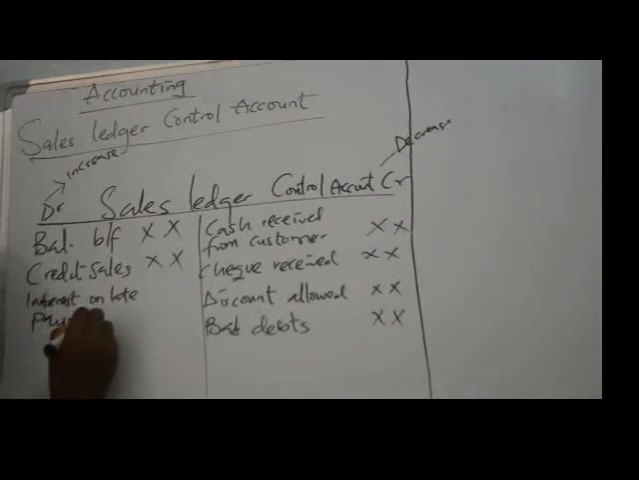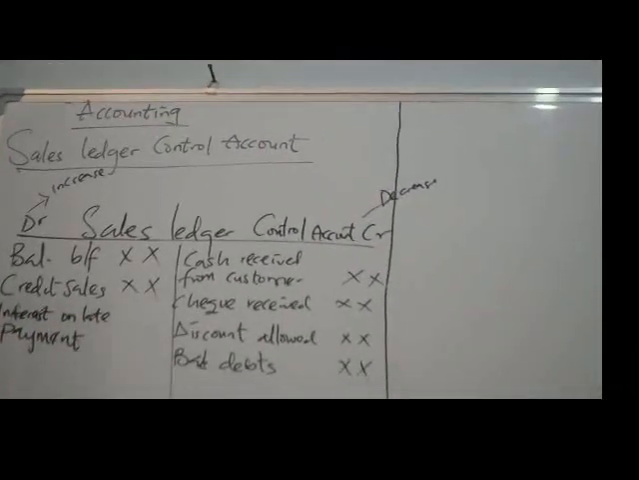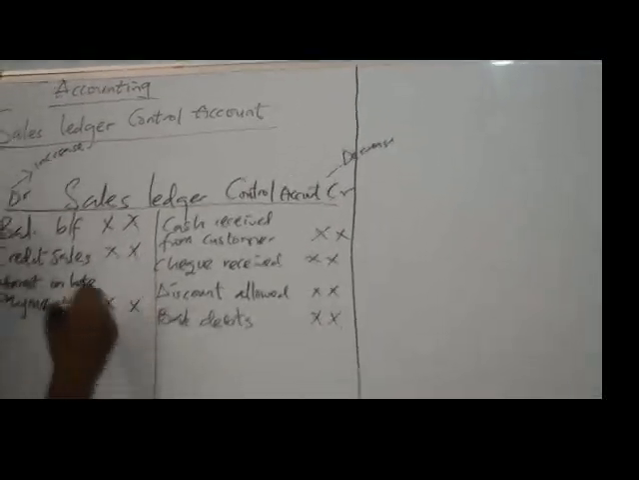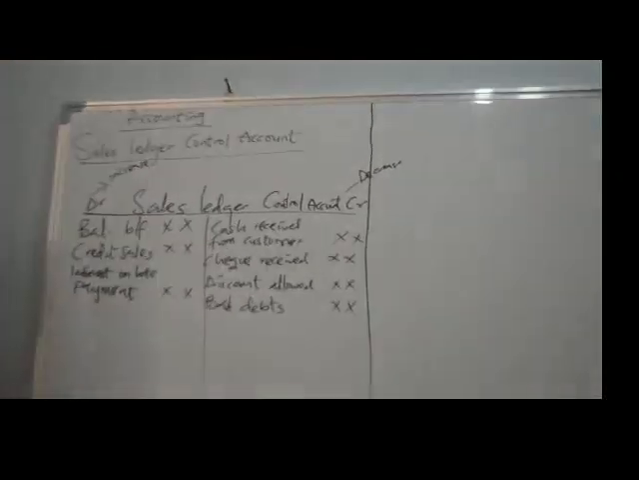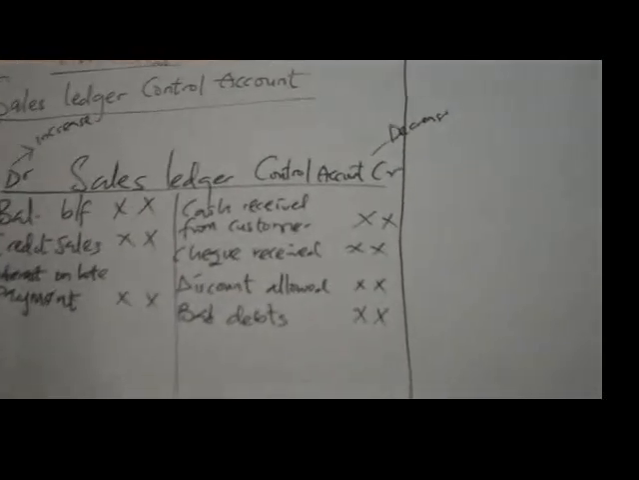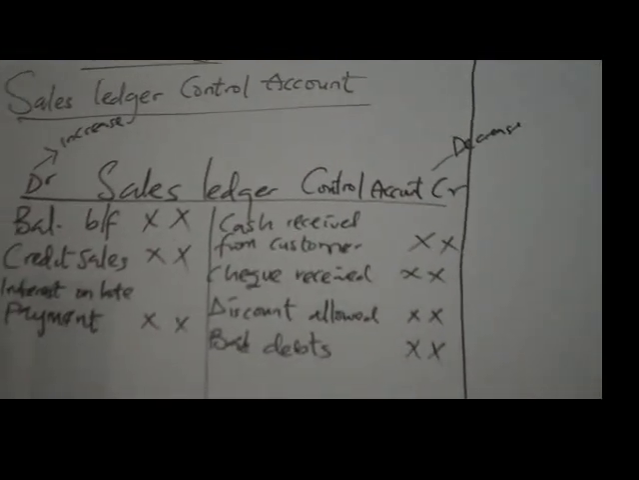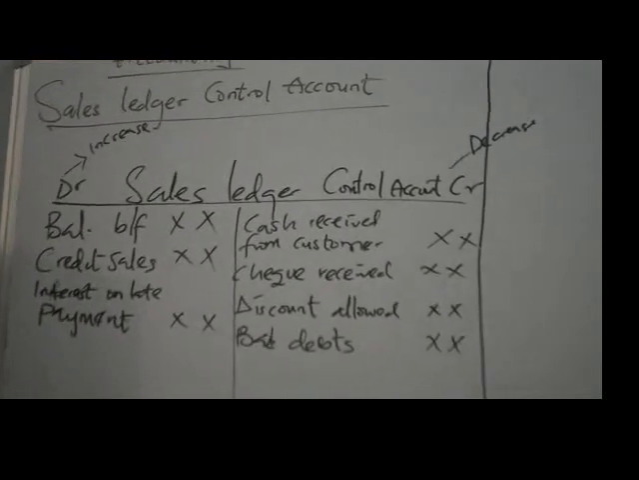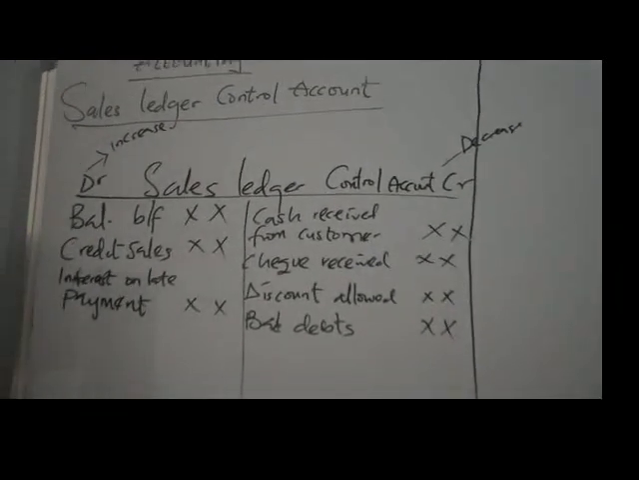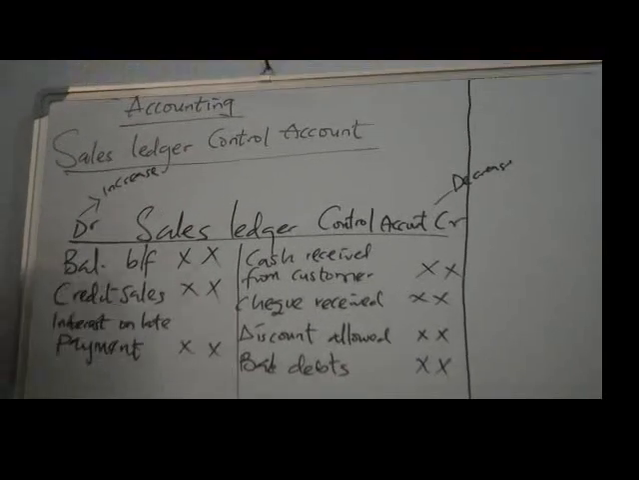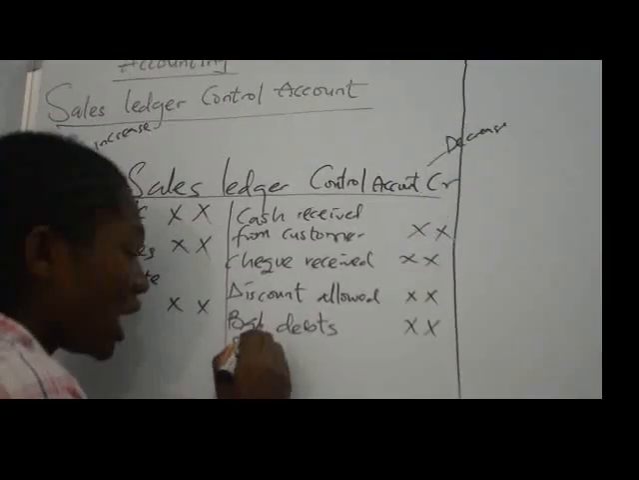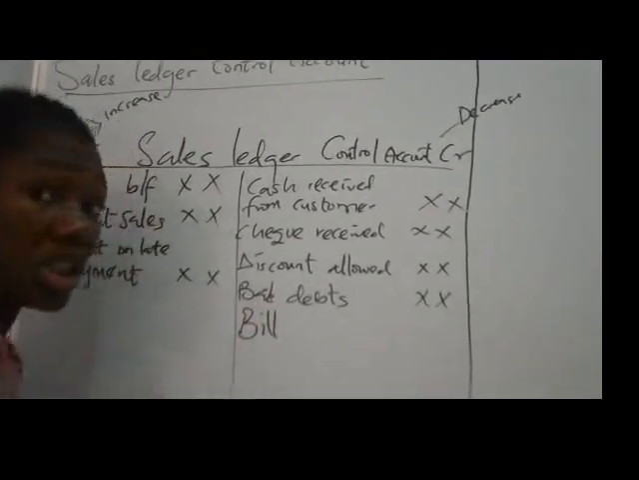When customers don't pay on time, usually an additional interest is added, and that will end up increasing your bills. Are we together? Now we have our bills receivable. Your bills receivable is a document that you send to your customers to show them the amount they are owing. Now when your customers accept bills receivable, it becomes a reduction in their debt.